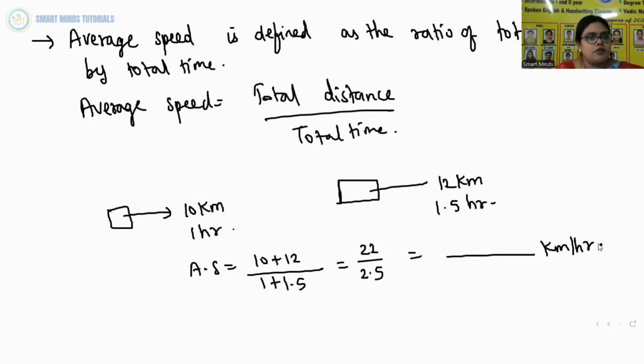Did you understand the concept here? So whenever two different objects are given, they are traveling two different distances in two different time periods. Then we have to add the distances, we have to add the time, and we have to divide them. Is it clear to you? So note down till here.